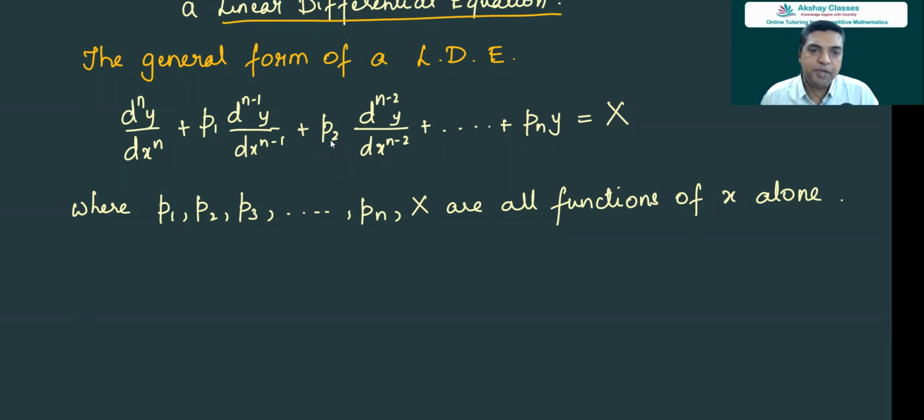So necessarily P1, P2, Pn all have to be functions of x alone, and x also has to be a function of x alone. In the first order linear differential equation, we didn't have the higher terms. We just had dy by dx plus py is equal to q, or this capital X, whatever it is. So this was the form. Now here we have some function of x multiplied, plus the second derivative multiplied by a function of x, like that. This is the general form of the linear differential equation.